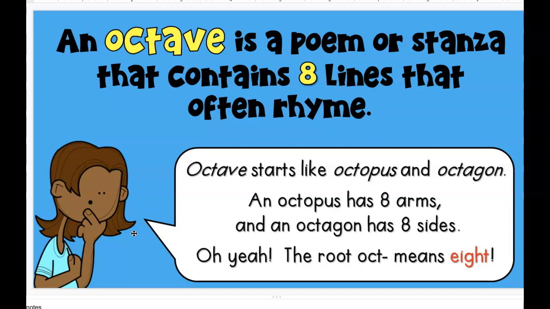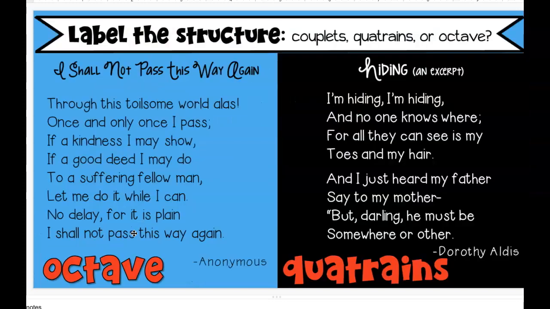An octave is a poem or stanza that contains 8 lines that often rhyme. Again, I think octave starts like an octopus and octagon, and we know an octopus has 8 arms, octagon has 8 sides. So the root oct means 8, and so that's why octave in a poem contains 8 lines that often rhyme. Okay, so let's look at the structure.